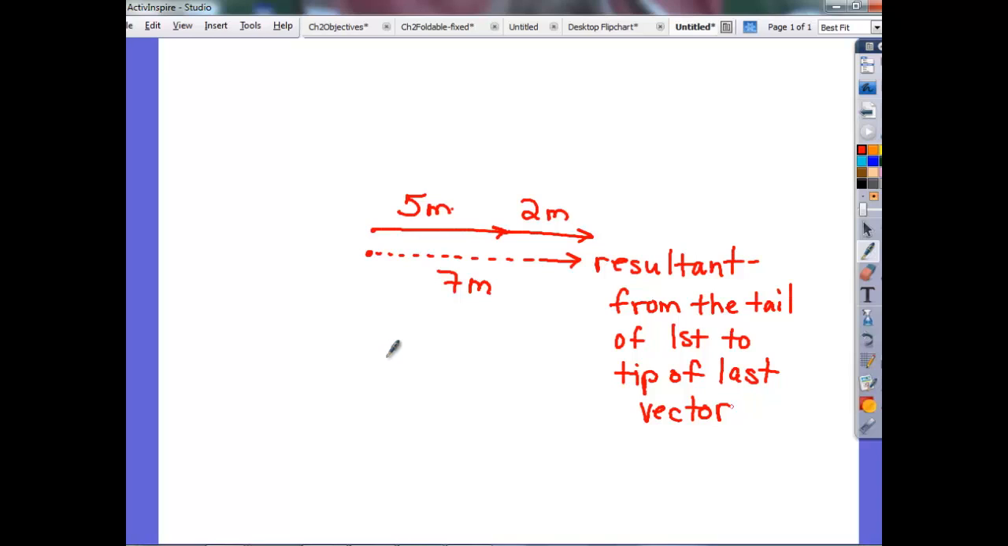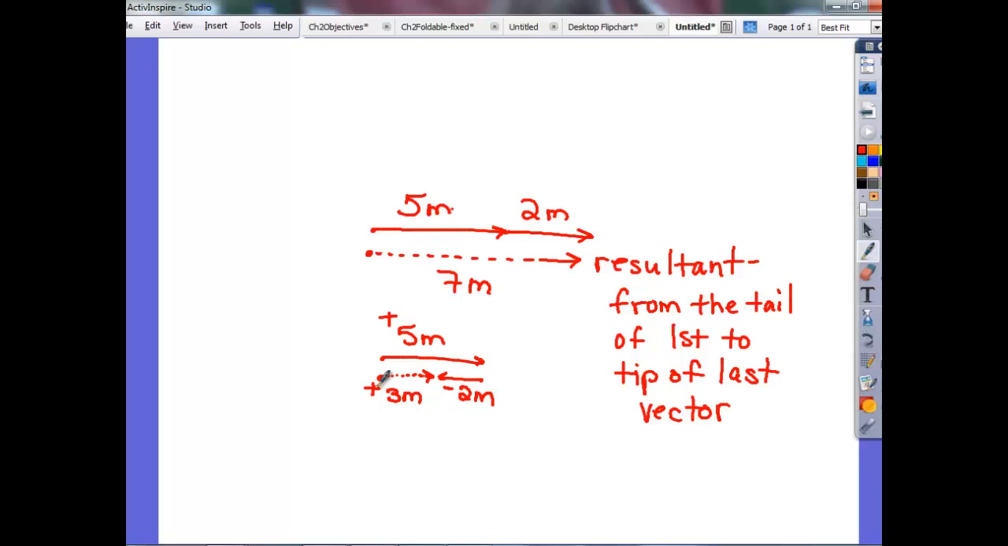So if I want to add 2 vectors, one that is 5 meters to the right and one that is 2 meters to the left, my resultant going from the tail of the first to the tip of the last would be 3 meters. Okay? So typically you would see the 5 with a positive, the 2 with a negative, the 3 with a positive. Okay? Typically we say to the right is positive, to the left is negative, because that's the Cartesian coordinate system that we've learned to graph on from way back in math class.